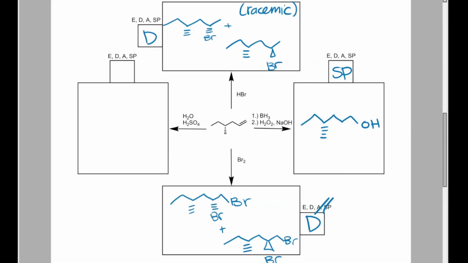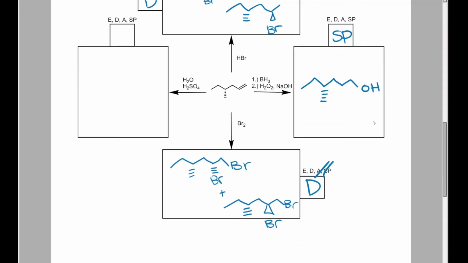Just another note, these 2 products that we get from the Br2 reaction are also racemic, so there's an equal mixture of both. Because keep in mind that this pi bond, or this double bond, is 3D, so the bromonium ion can be formed either on the top of the pi bond or the bottom. So there's not a reason for one of them to be formed over the other, so they're going to be produced in equal amounts.